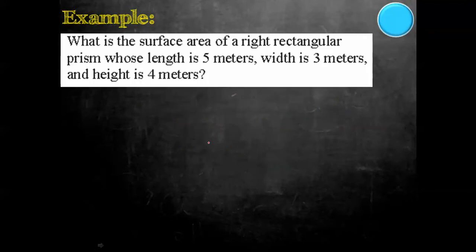Here I want to know what is the surface area of a right rectangular prism whose length is 5 meters, width is 3 meters, and height is 4 meters. So again, we're just going to use our formula. The perimeter is the length and the width, all added up together. So the length is 5, the width is 3. 5 plus 3 plus 5 plus 3 is 16. The height of the prism is 4 meters. So we're going to take that times 4.